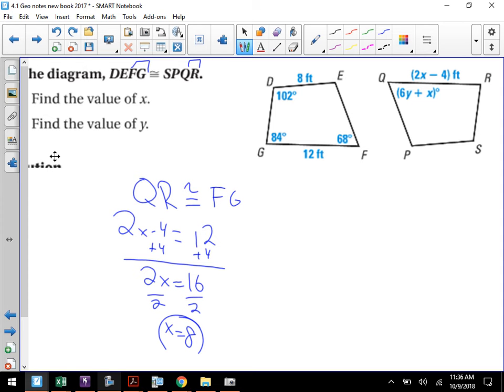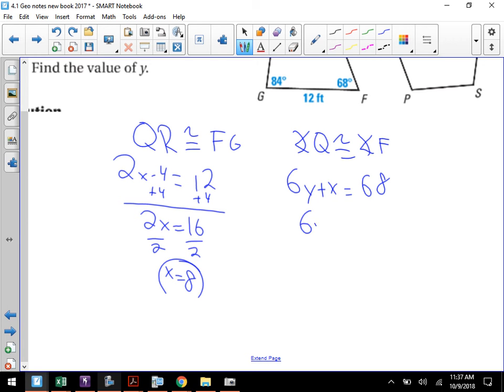Now back to angle Q. Which one does it have to match with, going by the letters? F. It has to match with F. It is the third letter. So I know that angle Q has to equal angle F. Well, Q, 6y plus x, is 68. But we just figured out what x was, didn't we? What was x? 8. So I know that it's 8.